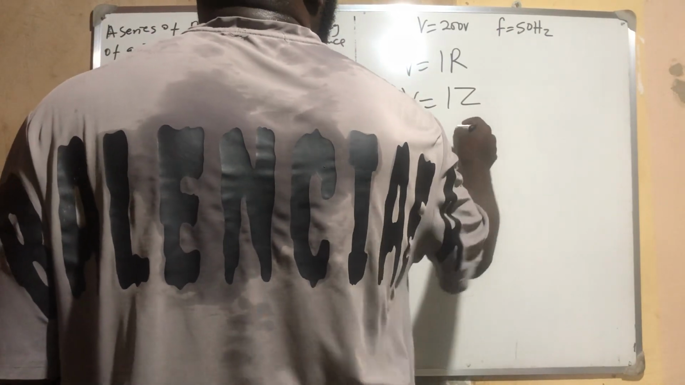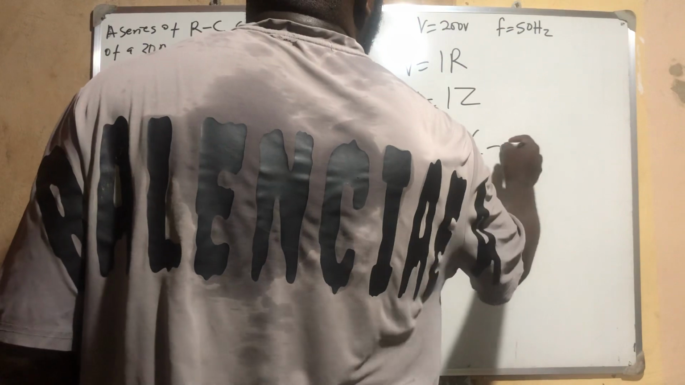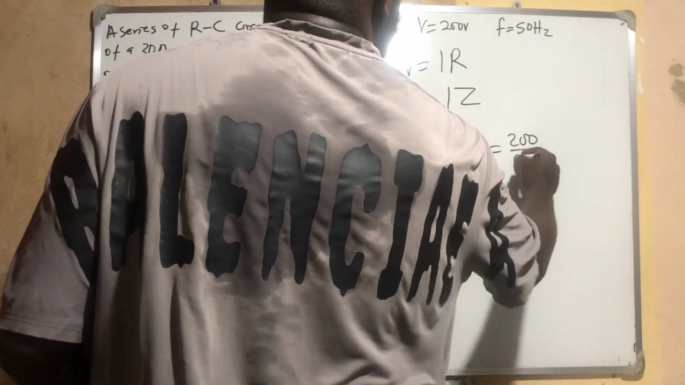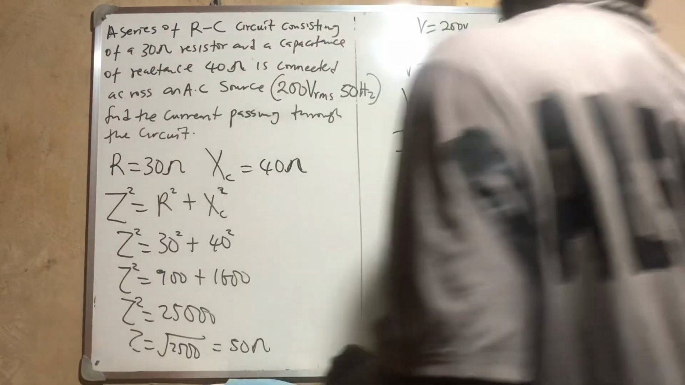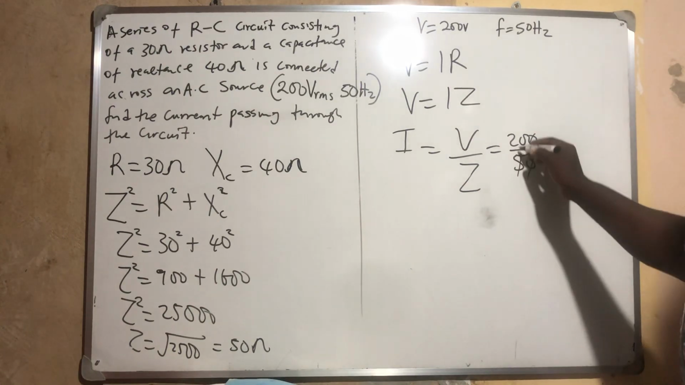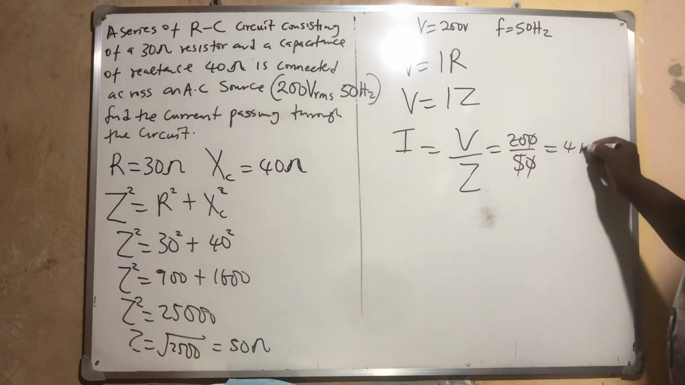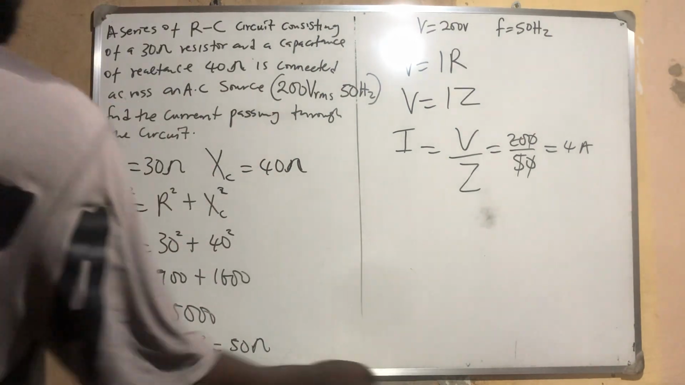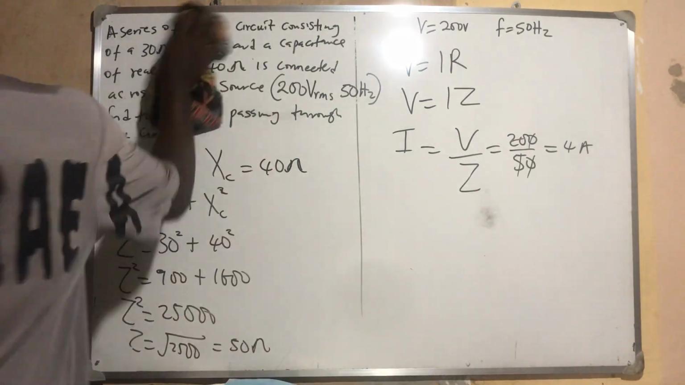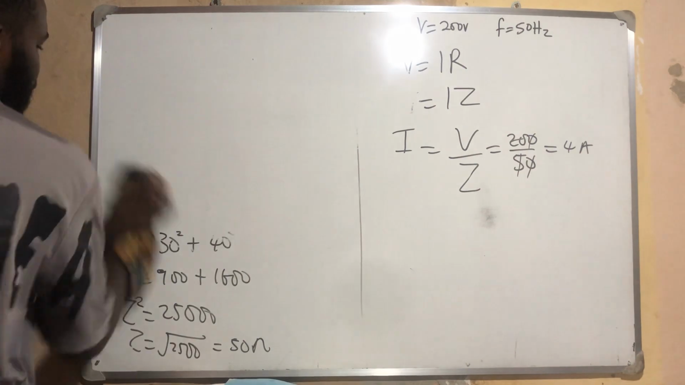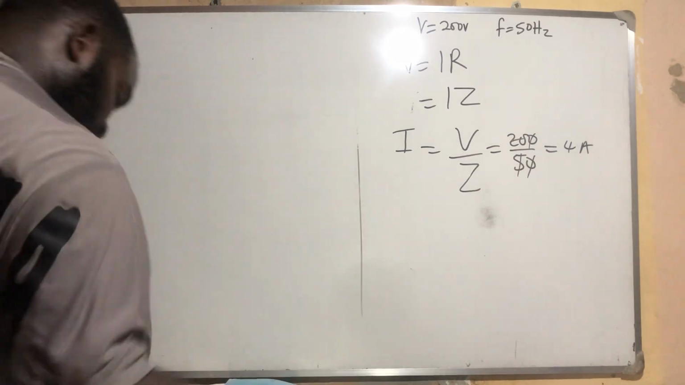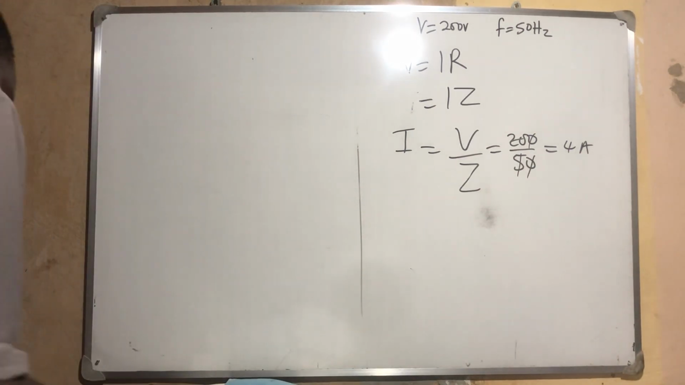All right. So I'm looking for my I. My I will now be V over Z, which is 200 divided by 50, which will give you 4 ampere. All right, 4 ampere. Very, very simple. We don't need that frequency there. We don't need the frequency for anything. Okay. So the next question.